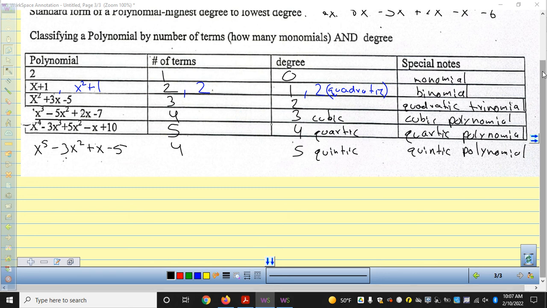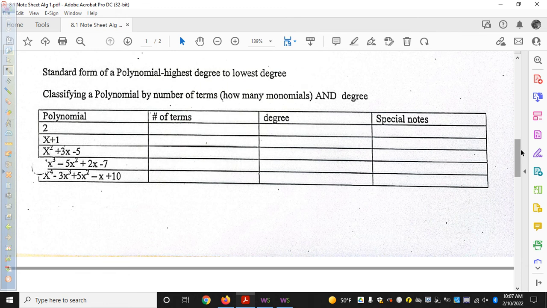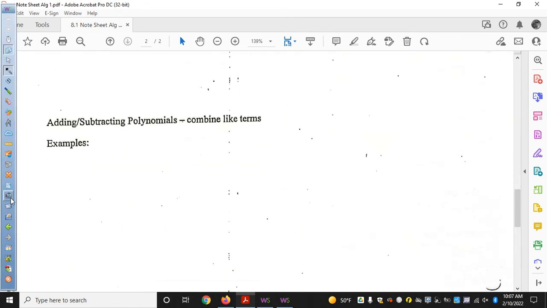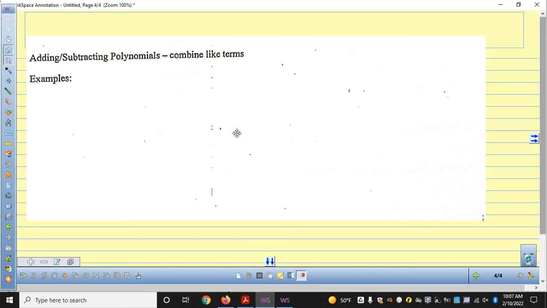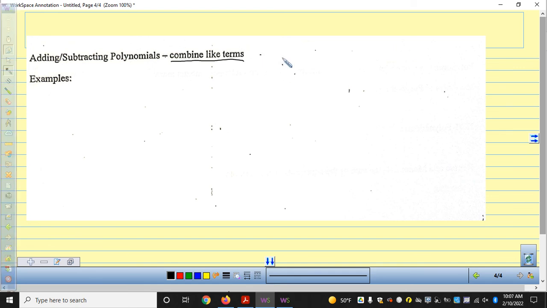So let's talk about the last thing for today, adding and subtracting polynomials. And we've already been doing this. We actually know how to do this. So what we're talking about next is not going to be new. We just might have more terms that we add or subtract. But big picture, to add or subtract polynomials, we combine like terms. And just as a reminder, like terms means same variables and same exponents.